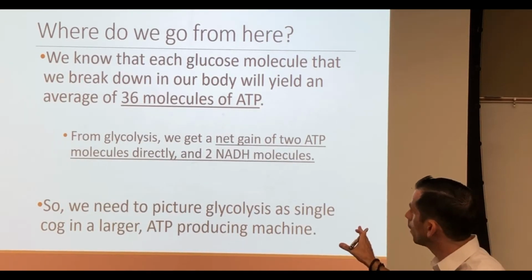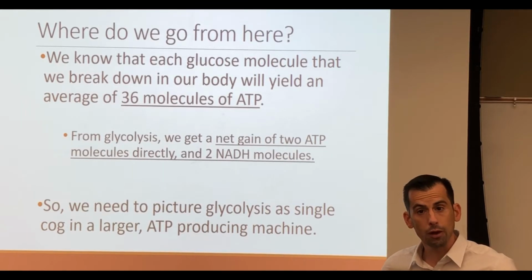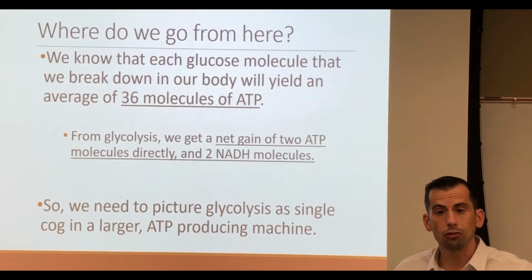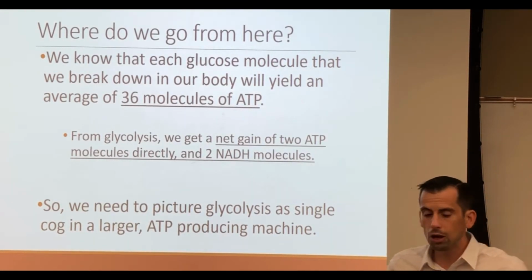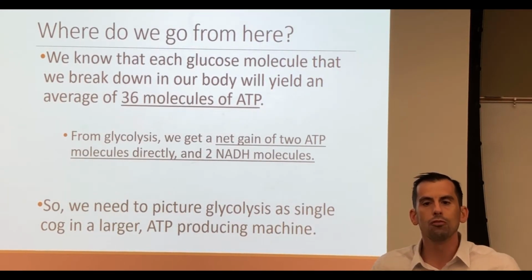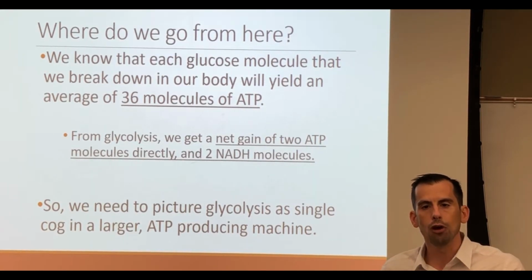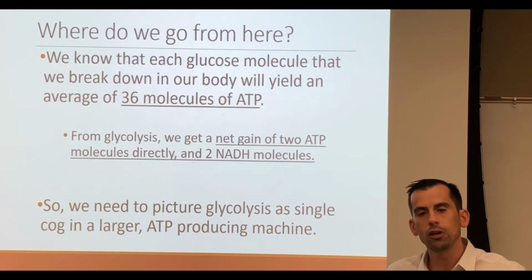So when we look at glycolysis or any of these other biochemical pathways, such as Krebs cycle, such as oxidative phosphorylation and beta oxidation, you may study them as individual biochemical pathways. But I want you to envision them as individual cogs in a much larger machine of ATP production. They function with each other and they run together with a great degree of continuity.